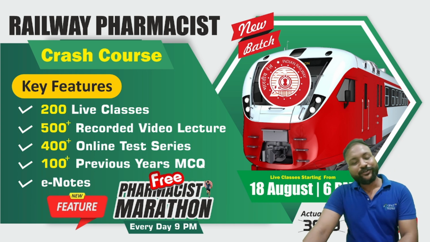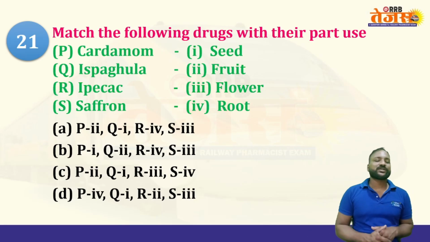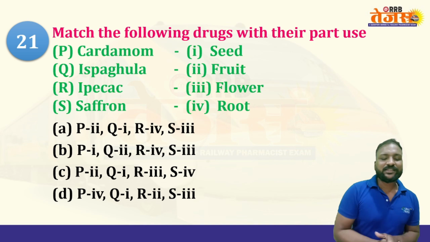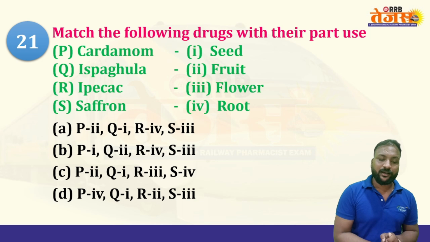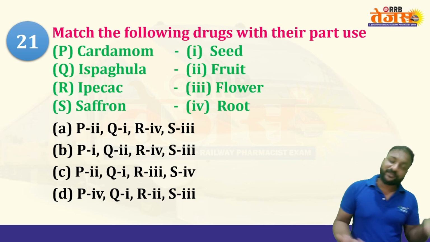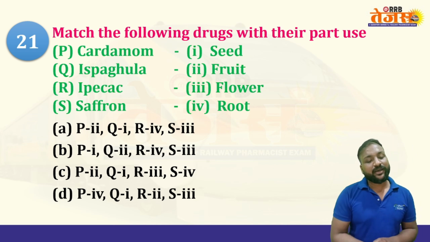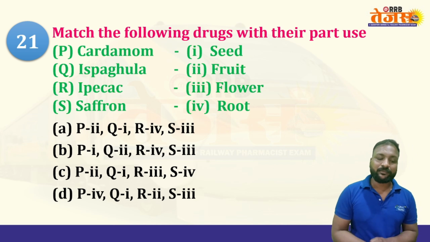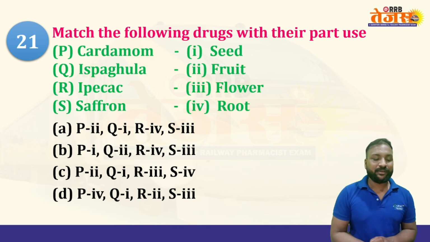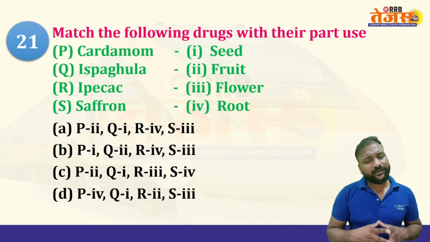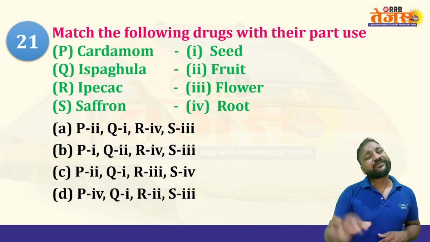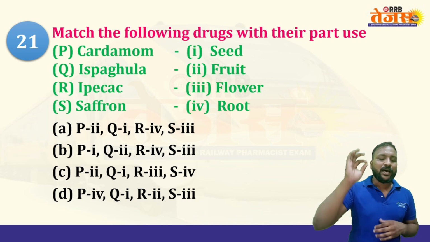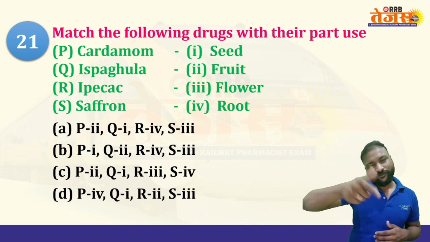Next, going to the 21st question in the series: match the following drugs with the part used. They will be giving you four items with their options. P showing the cardamom, Q isabgol, R ipecac, and S saffron. Whenever you have this type of question in front of you, you need to be very careful, because the examiner will trick your brain and make you confused.